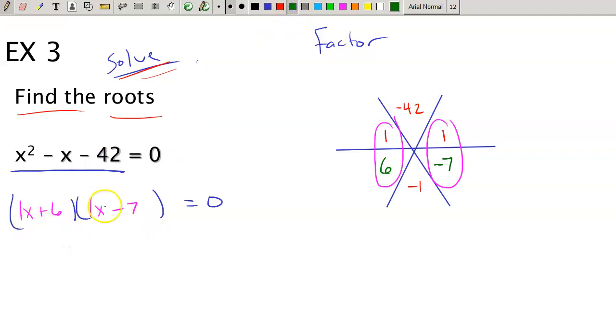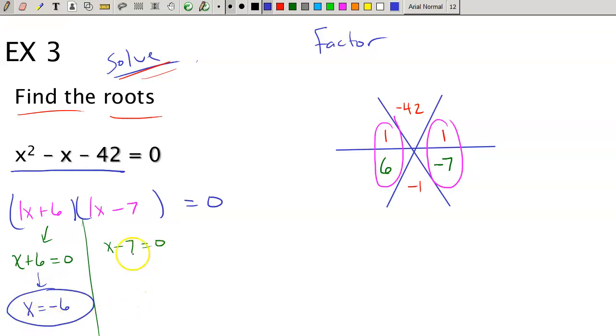Well, we're going to use the zero product property, because now we have a situation where I have something times another something, and it equals 0. So what that means is that one of these things has to be 0. So I take one of the factors, x plus 6, and I set it equal to 0. And I take the other factor, x minus 7, and I set that equal to 0, because these are my two possibilities. Now each one of these I can solve individually. So if I solve this one, I get x equals negative 6. There's one of my answers. My other answer is going to be x equals 7.